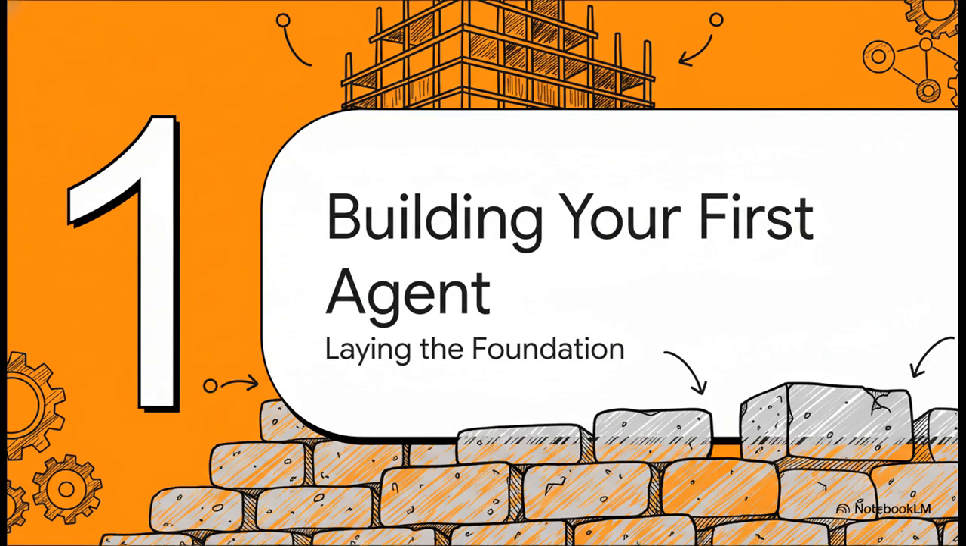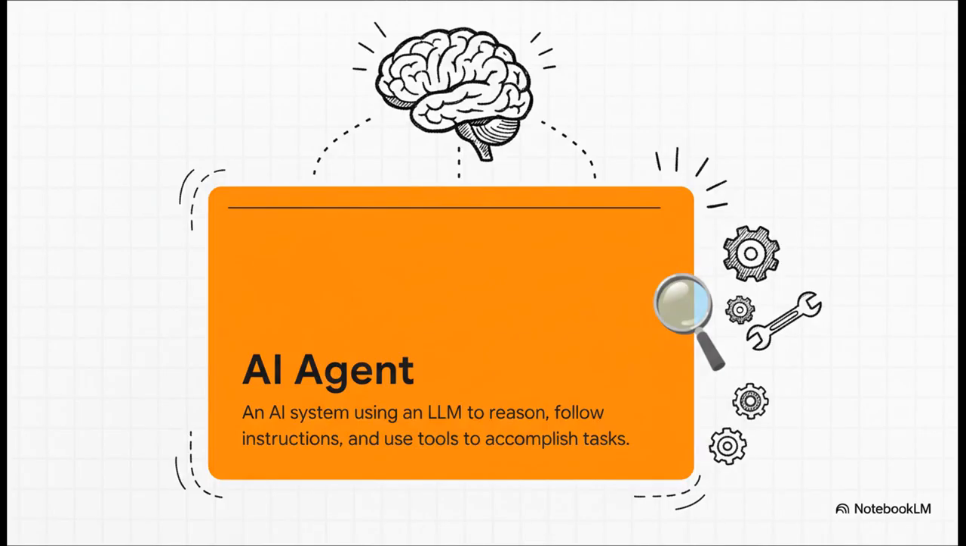All right, Chapter 1, building your first agent. It's all about laying the foundation. You've got to start somewhere, right? We're going to break down the absolute fundamental pieces that make up any AI agent out there. So what are we actually talking about when we say agent? Let's meet the main character of our story. At its core, an agent is an AI that's powered by a large language model. That's the brain, the part that does all the reasoning. It follows your instructions, sure, but the really important part is that it can use tools to actually accomplish tasks in the real world. It's a doer, not just a thinker.